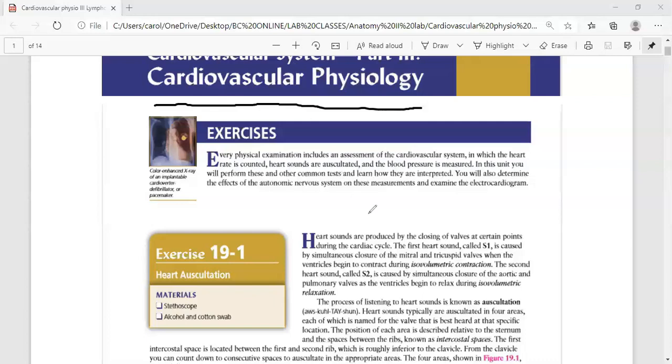So we have right here cardiovascular physiology. What's the job of the heart? Basically to pump the blood, right? And when the heart pumps the blood, it's going to create some sounds. That has to do with the cardiac cycle, right? Cardiac cycle right there.